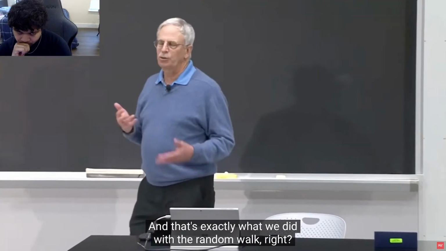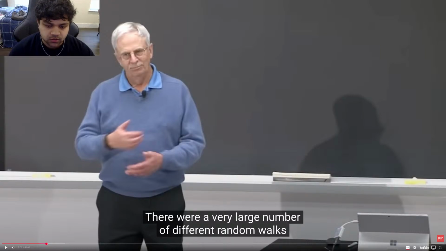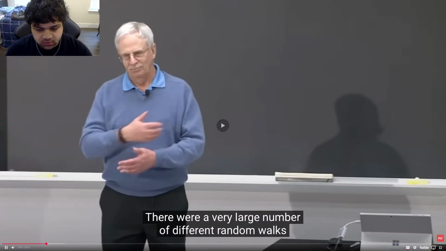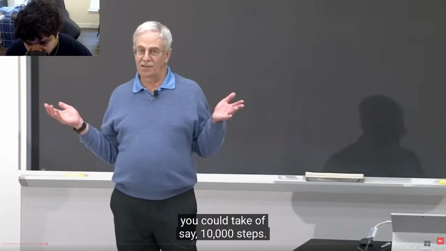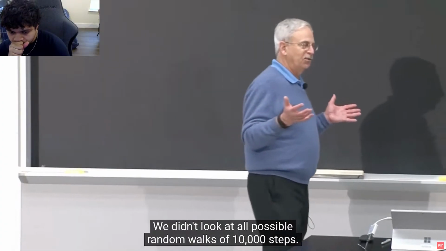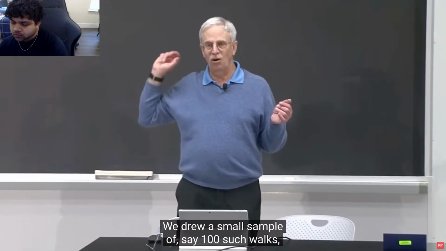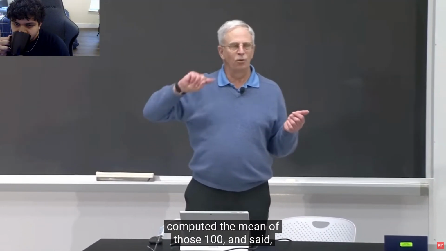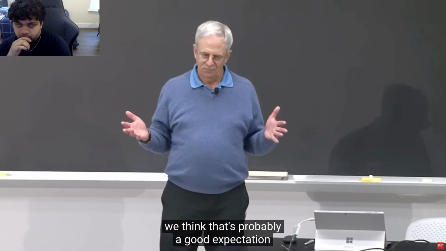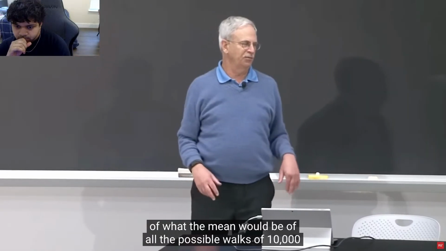And that's exactly what we did with the random walk, right? There were a very large number of different random walks you could take of, say, 10,000 steps. We didn't look at all possible random walks of 10,000 steps. We drew a small sample of, say, 100 such walks, computed the mean of those 100, and said, we think that's probably a good expectation of what the mean would be of all the possible walks of 10,000 steps.